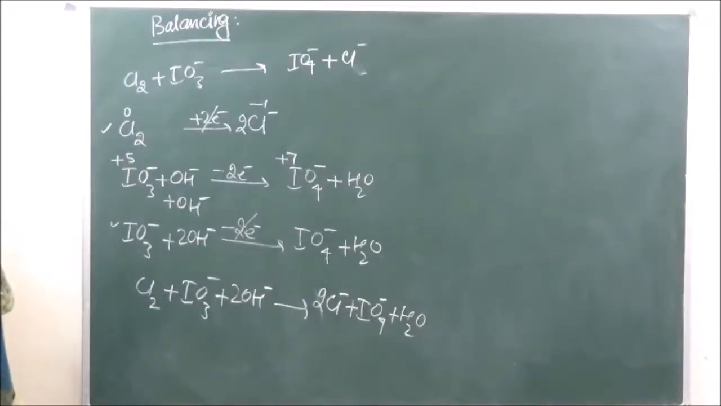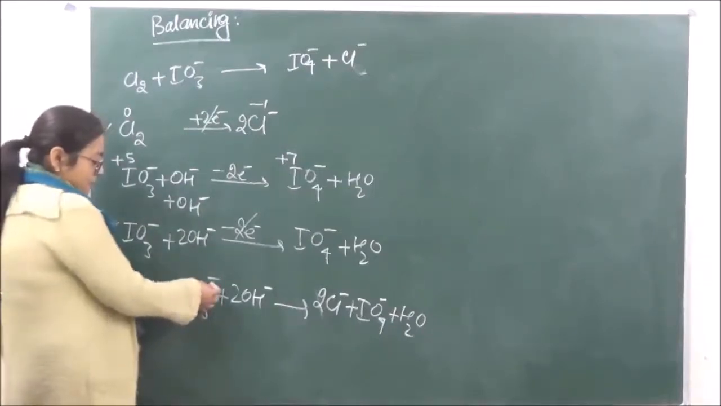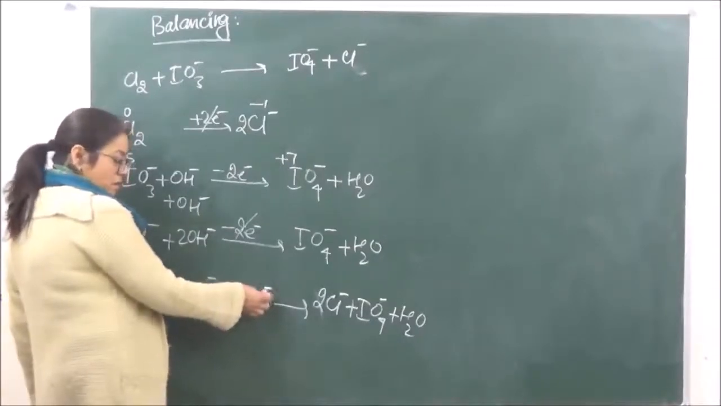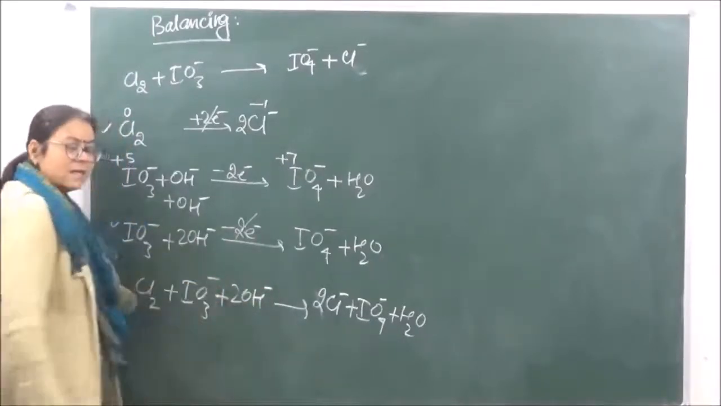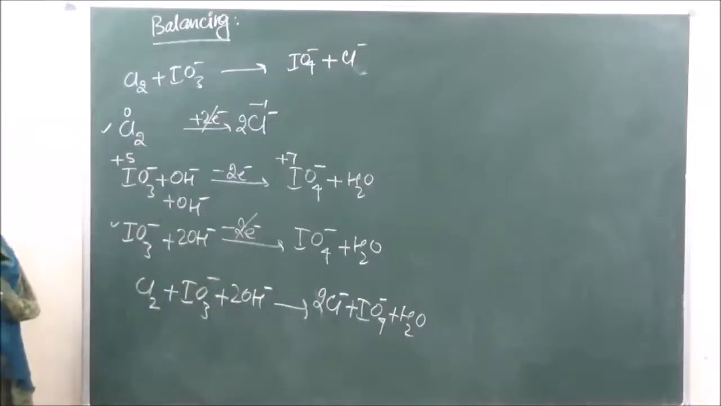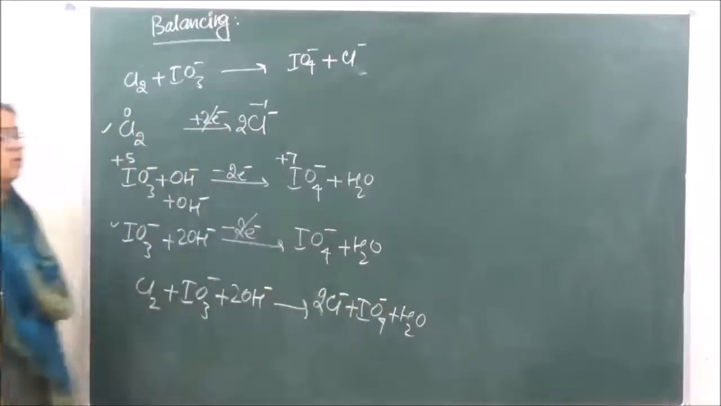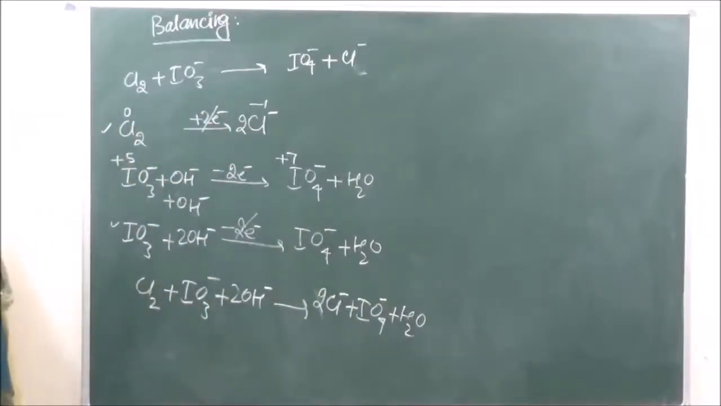Is it clear? So over here let's see the charges. What charges do we have over here? We have 1 negative and we have 2 negative. So 2 negative and 1 negative is going to be equal to 3 negative, and on this side you have 2 negative and 1 negative, which is equal to 3 negative. Okay? Is it clear?